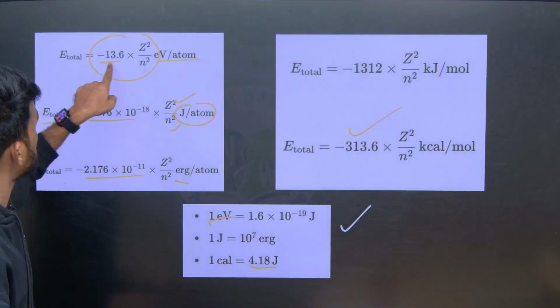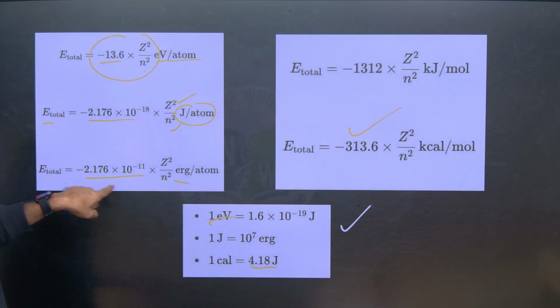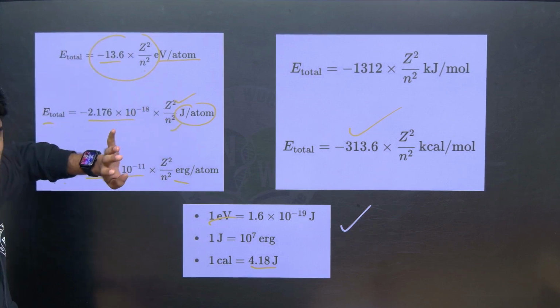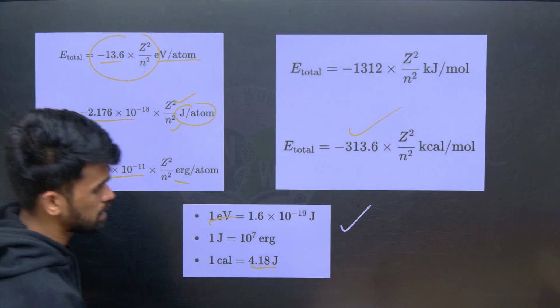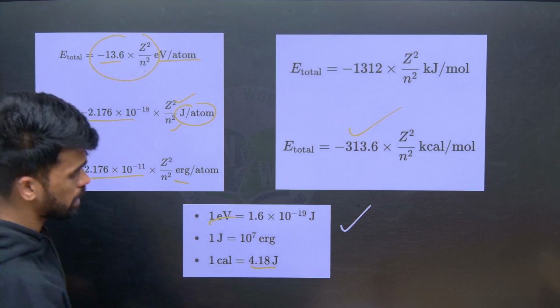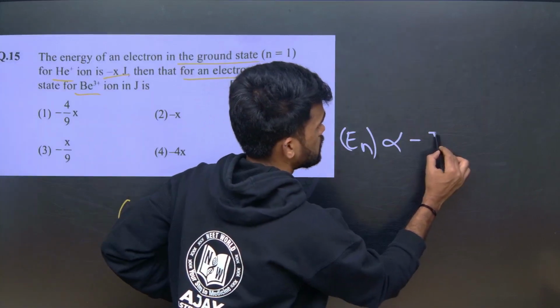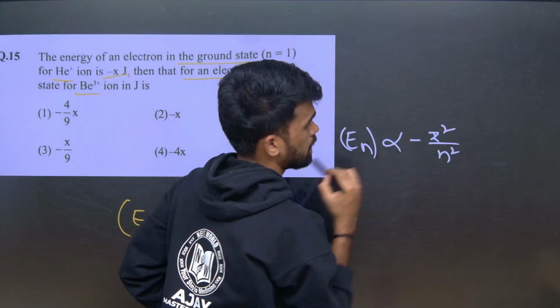So minus is there now, everywhere it will be minus, so that's what I am taking minus. They are asking in joules, whatever it is, so we can take this directly. What is the common thing here? Z square by n square now. So that's why I am taking Z square by n square, like this we can take.